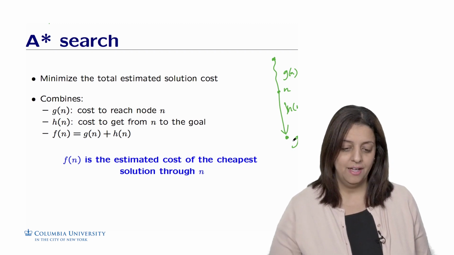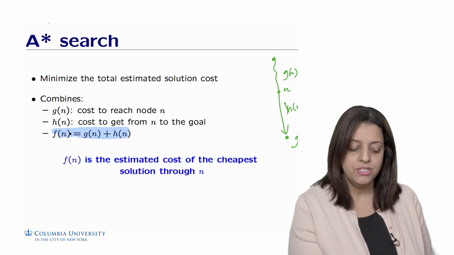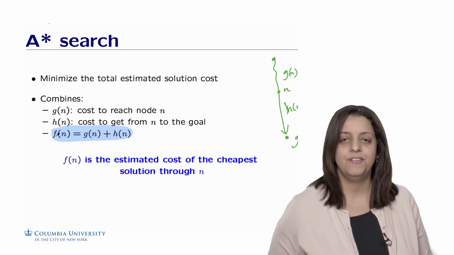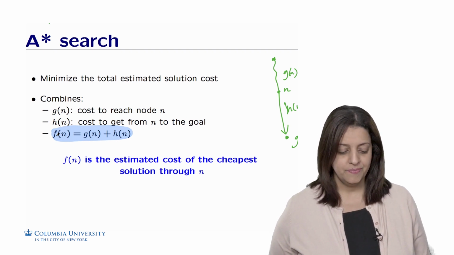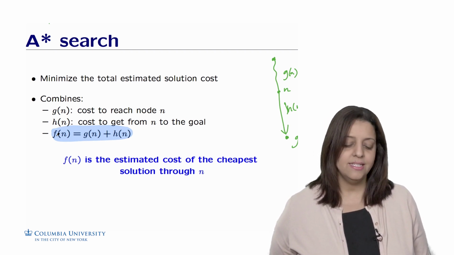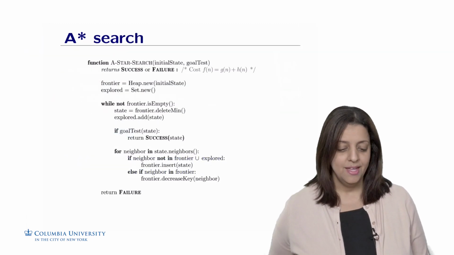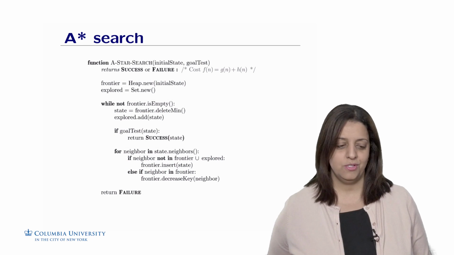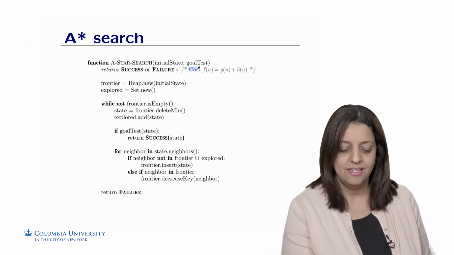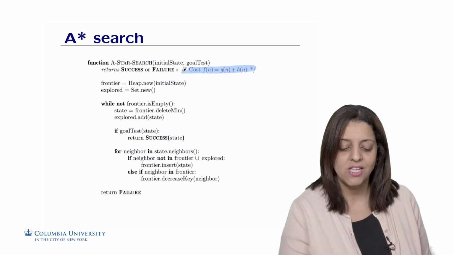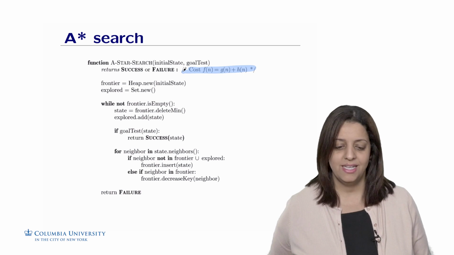So the idea of A star is simply to combine g of n and h of n to get the function f of n, which will be used as the cost to conduct the search. So f of n is actually the estimated cost of the cheapest solution through the node n. So the algorithm is very similar to uniform cost search and greedy search, except for one detail, which is that now we are using a cost that is combining g of n and h of n. Otherwise, everything else remains unchanged.